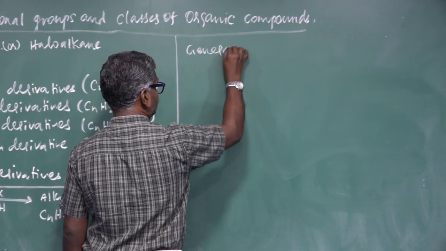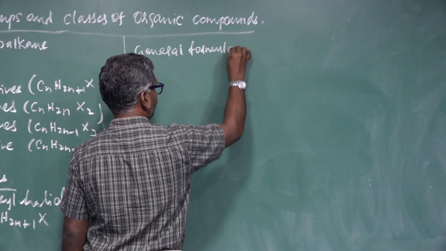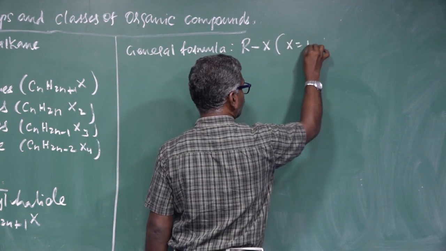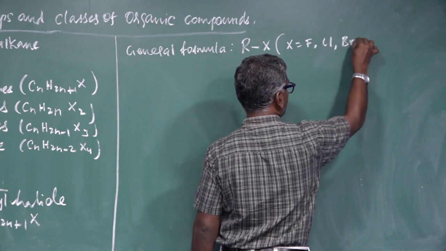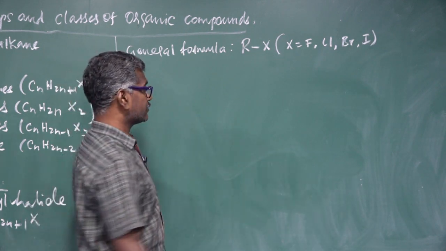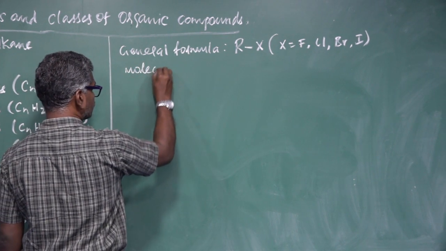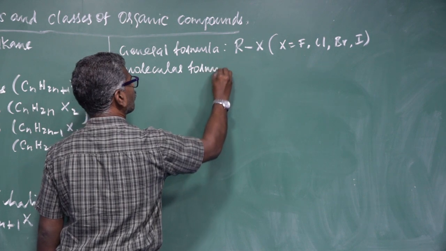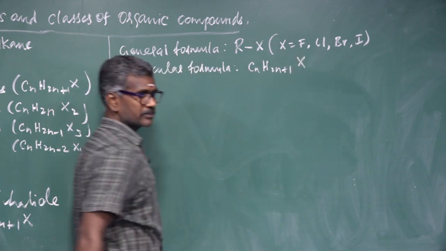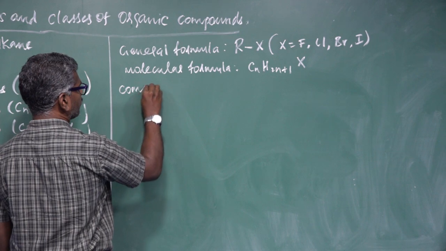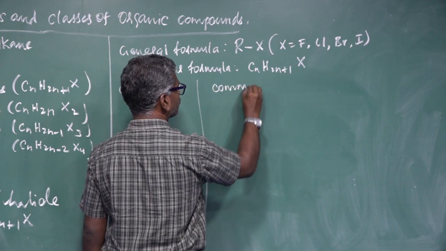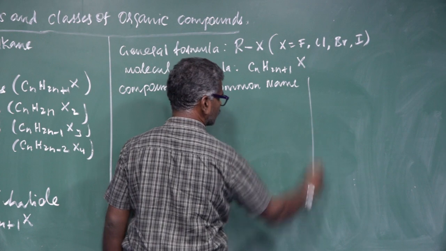General formula RX. What is the meaning of X? X is a halogen. What are the halogens? Fluorine, chlorine, bromine and iodine. Halogen valency is 1. Molecular formula CnH2n+1X. What are the compounds? Common name and IUPAC name.